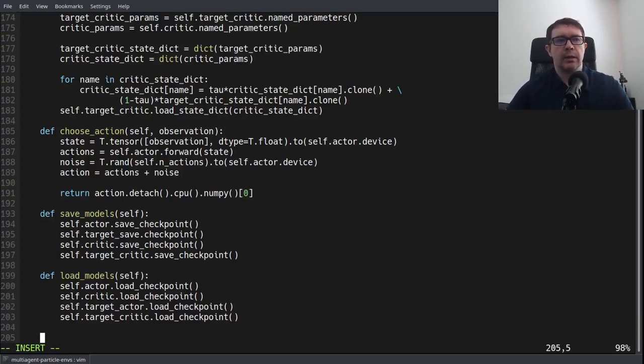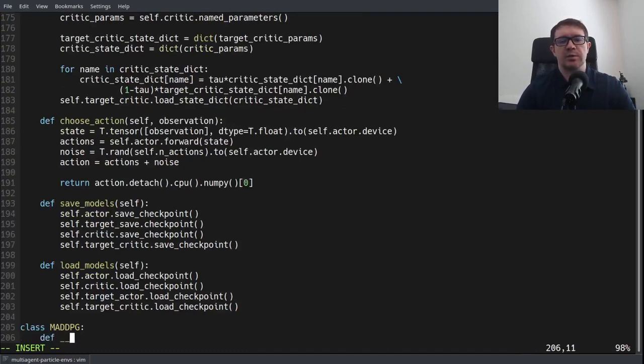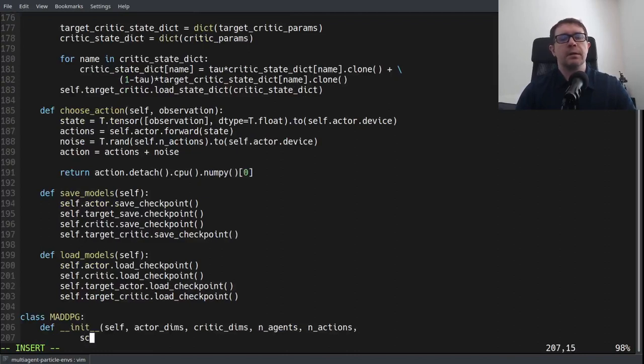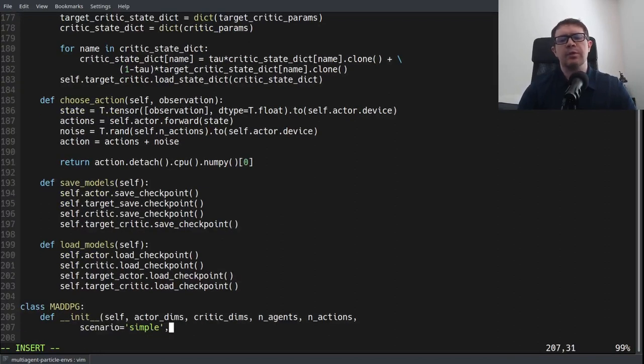And now we come to the heart of the problem, and that is the wrapper class, not like DMX, but the class that wraps up all the agents. So we'll say that we want to pass in our actor dims, critic dims, number of agents, number of actions, a scenario, and we'll default that to simple because we'll test with a simple environment first to make sure this works. Some learning rates, number of parameters, 0.9. I don't know why I've used multiple different values here.